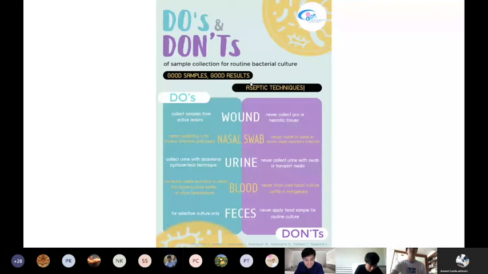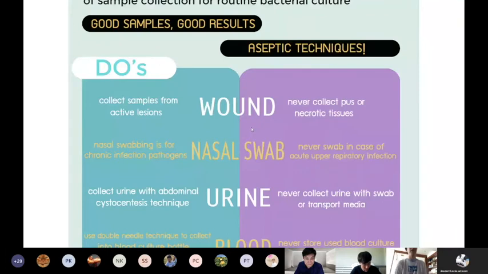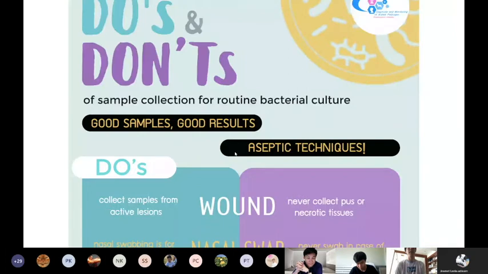Okay, so before we go any further, we would like to introduce why bacterial culture is important. The importance of bacterial culture is that in our clinical practice, it is the way to identify the pathogenic bacteria that cause abnormality in the animals.